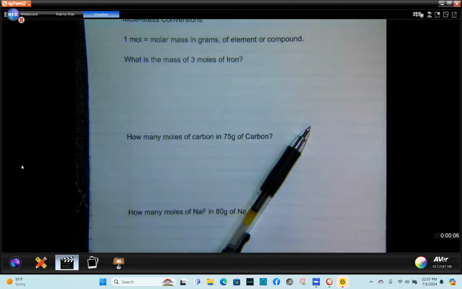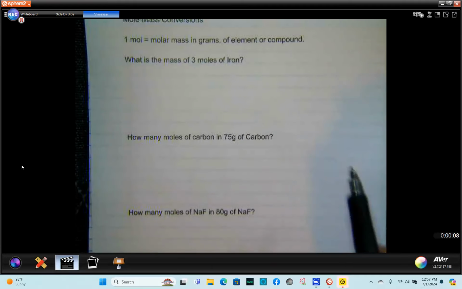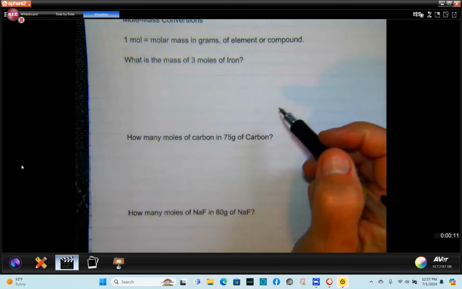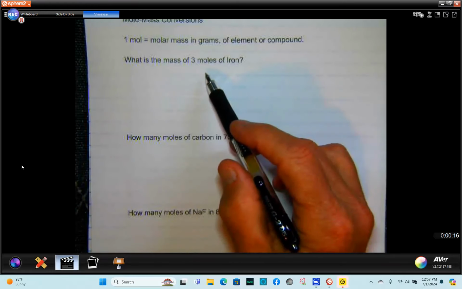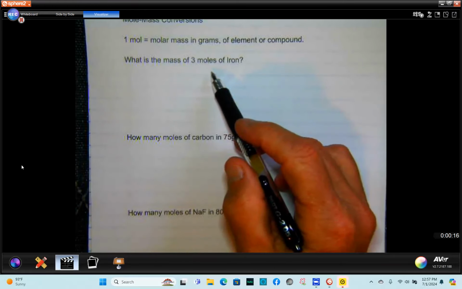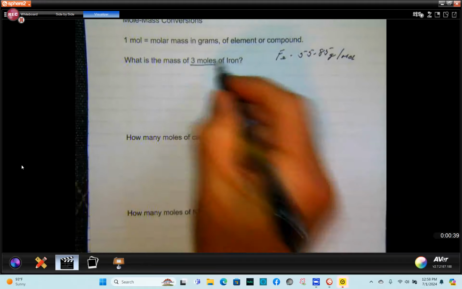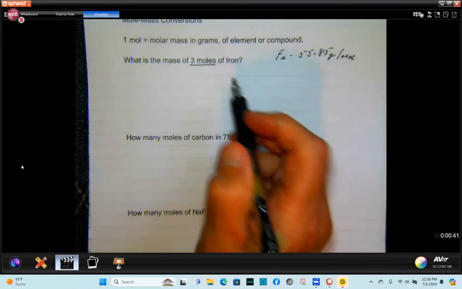We're going to do some mole mass conversions using the factor label method. These are pretty straightforward one-step conversions. So the first one we're going to look at, we want to know the mass of 3 moles of iron. Well, if you look on your periodic table, you'll find that iron has an atomic mass of 55.85, and that'll be 55.85 grams per mole. So what we have is 3 moles, and we want to know what the mass of that would be.